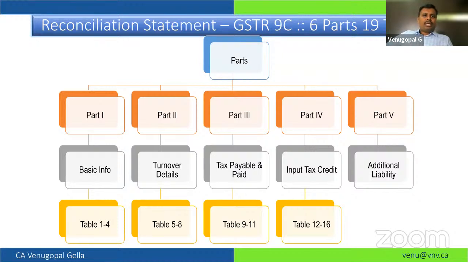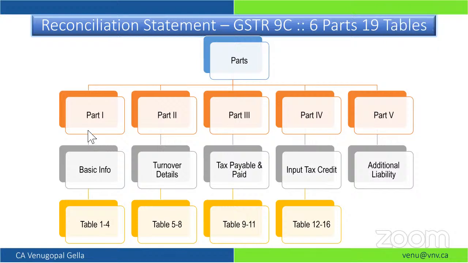What is more important is taxable turnover. Is the turnover that has been fully disclosed, have the taxes been paid or not? So the taxable turnover is computed and given in table number 7. If there is any difference in the turnover that I have declared with whatever is declared in GSTR9, the explanation is given in table number 8.